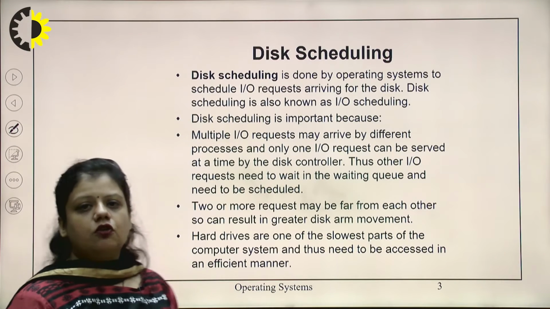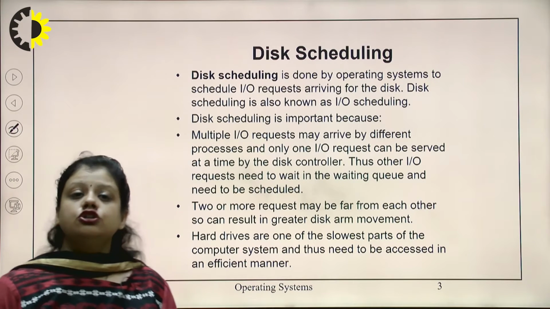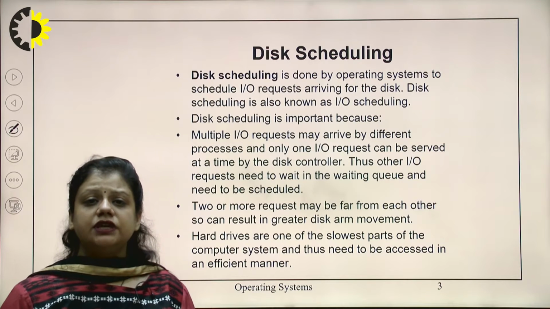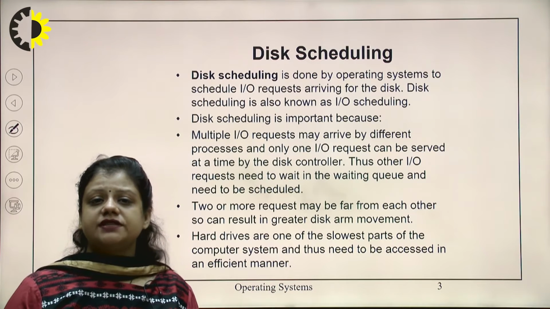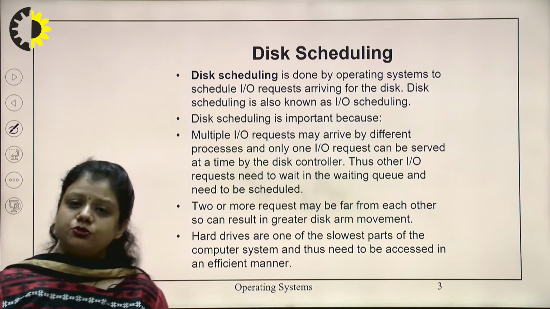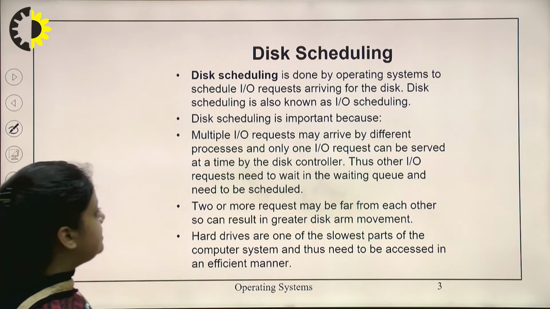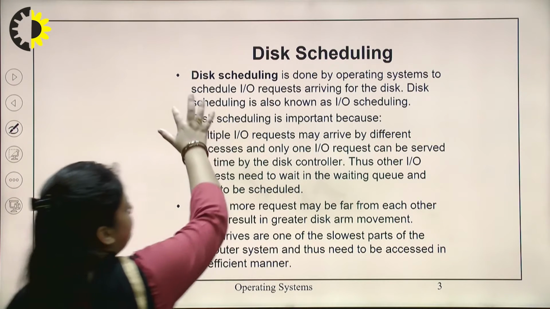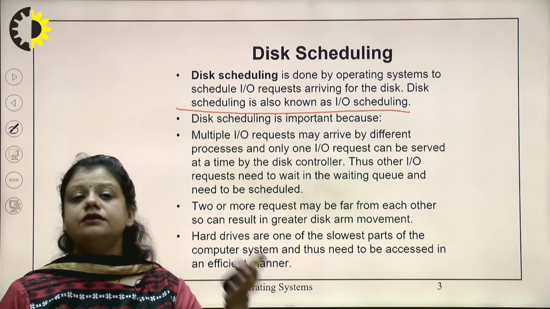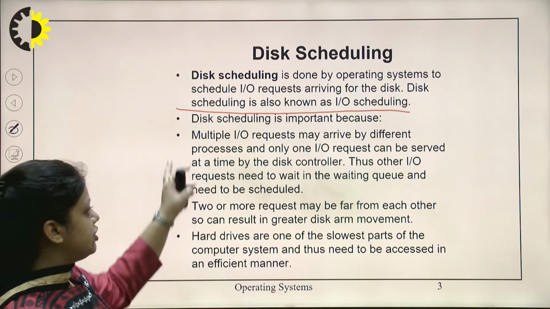What is the definition of disk scheduling? Disk scheduling is done by the operating system to schedule the input-output requests that are arriving for the disk. So we have different input-output requests arriving for the disk, and there has to be some scheduling mechanism implemented by the operating system to schedule these input-output requests. This is known as disk scheduling. It is therefore also known as input-output scheduling, because it is scheduling the input-output requests arriving for the disk.